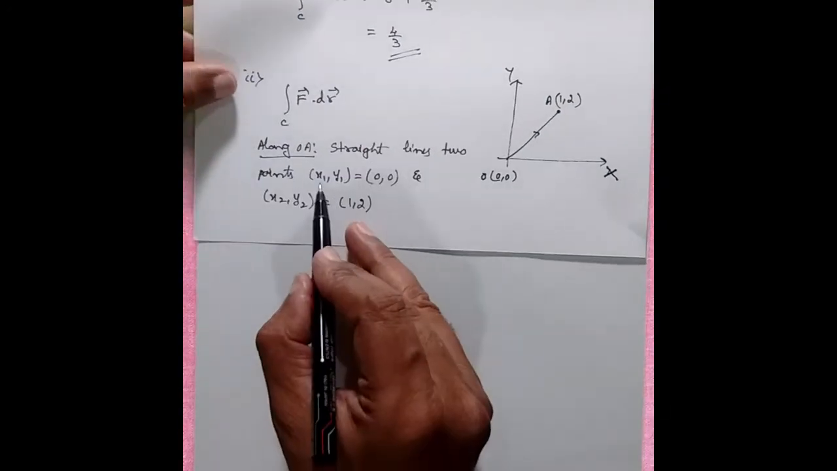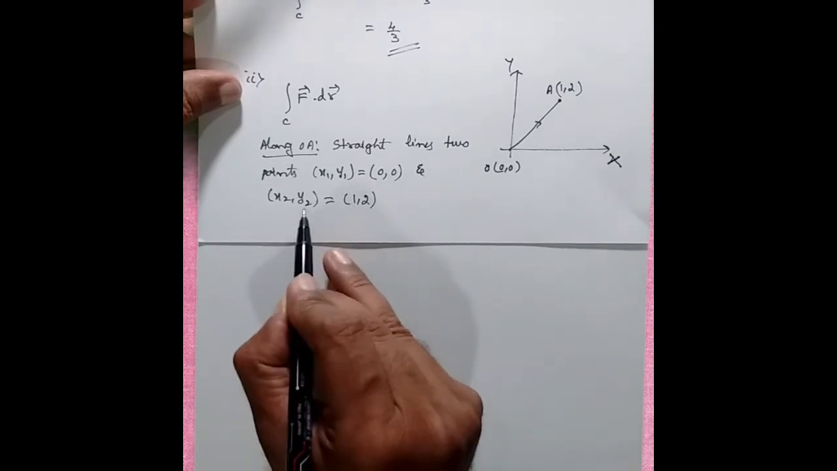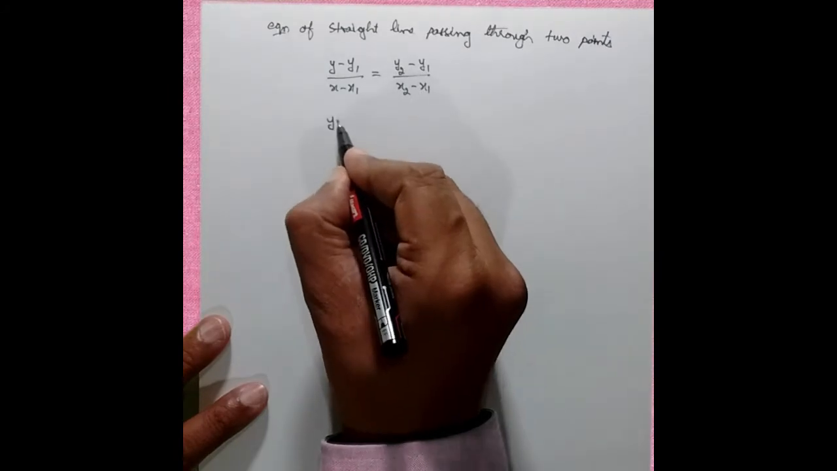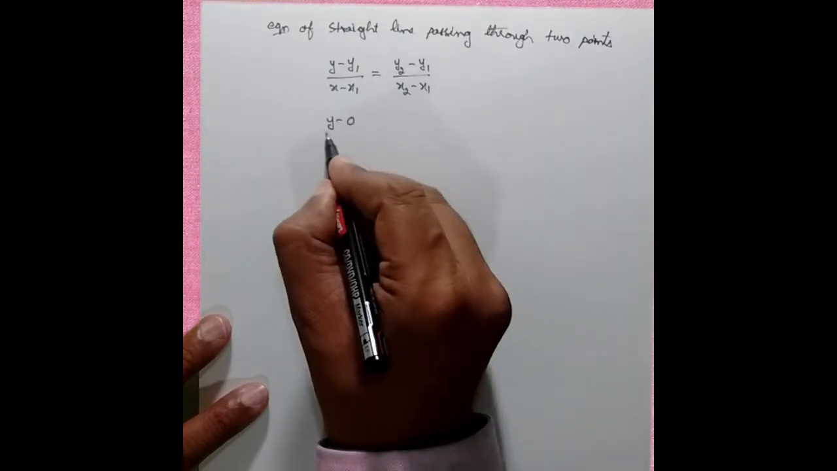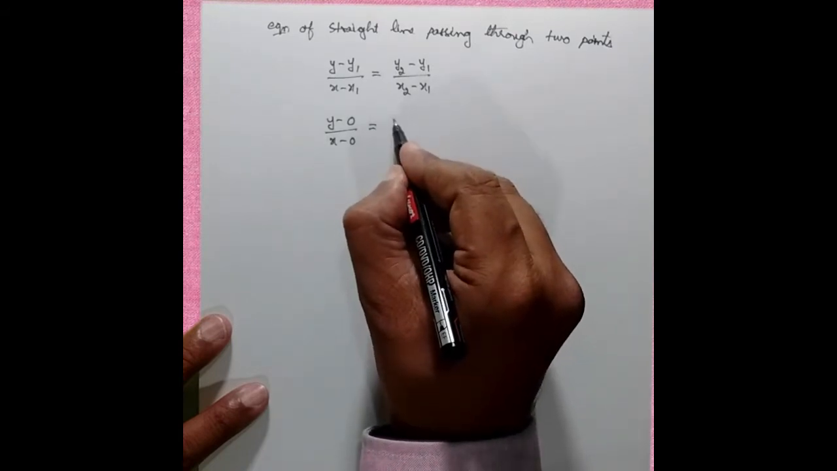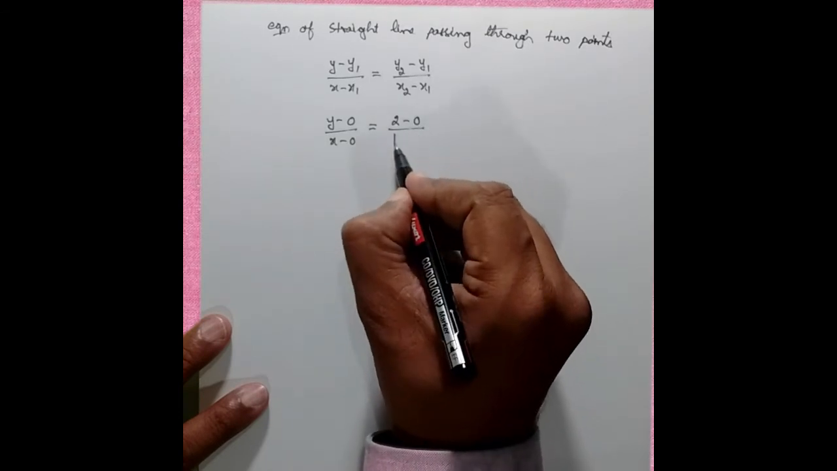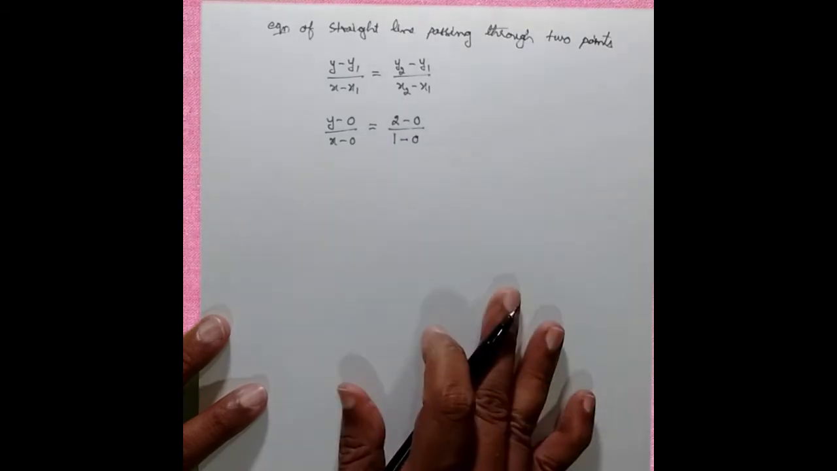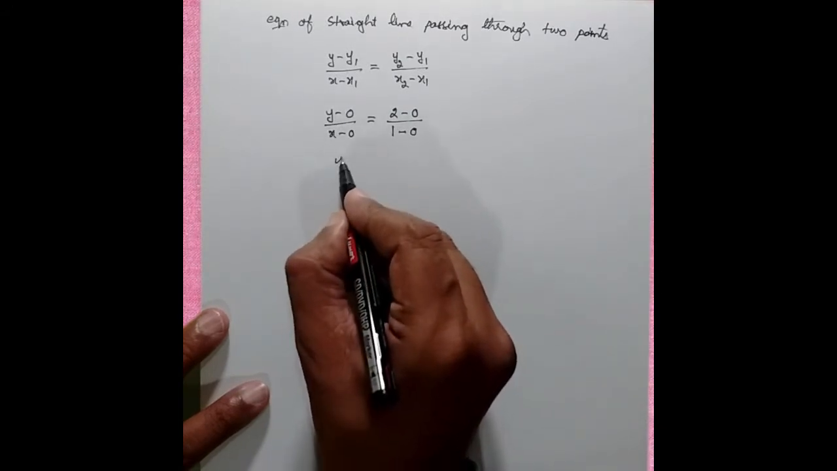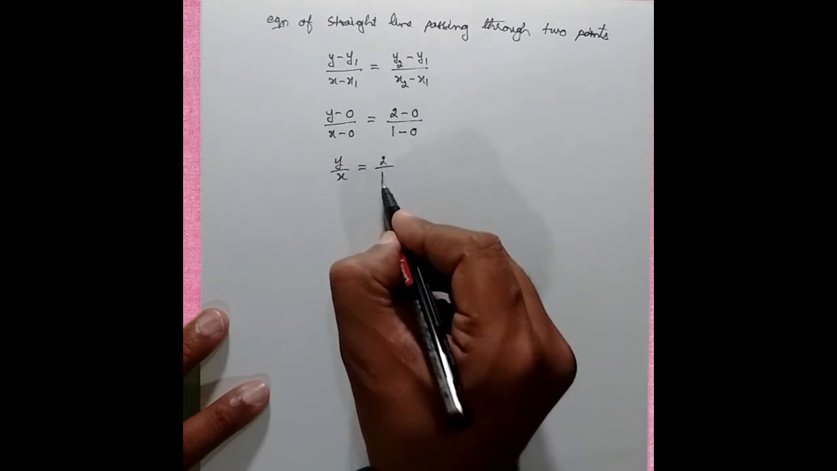So we have x1 value is 0, y1 value is 0, x2 value is 1, y2 value is 2. We need to plug in the values over here. It is (y − 0)/(x − 0) = (2 − 0)/(1 − 0), so y/x = 2/1.